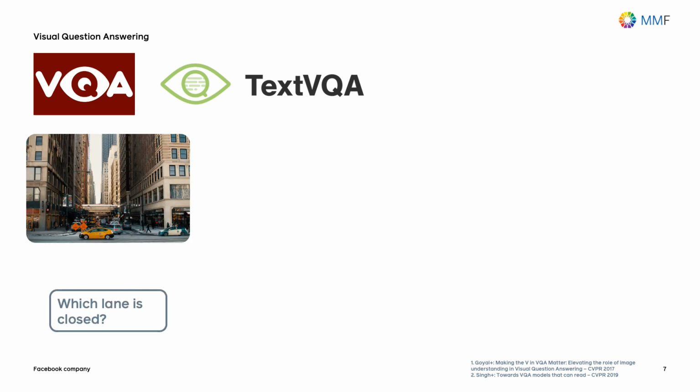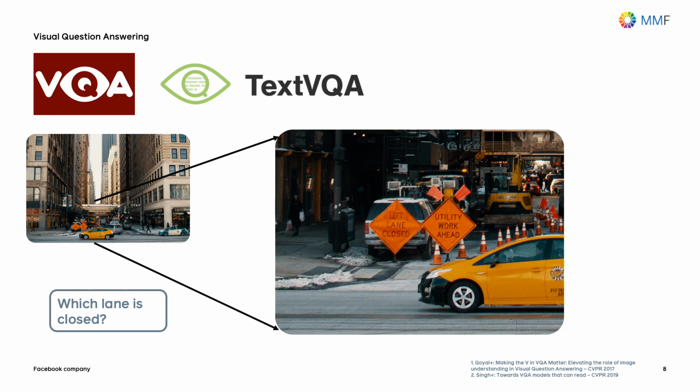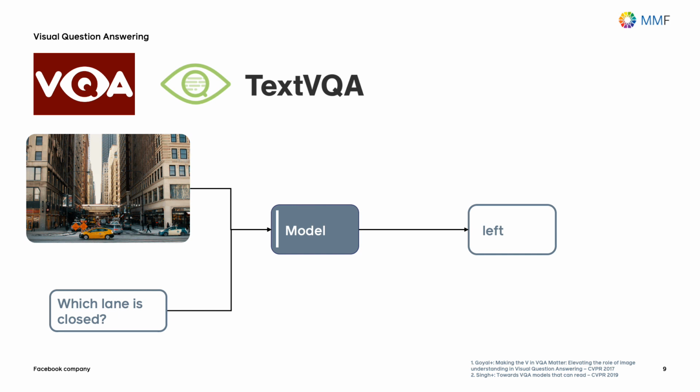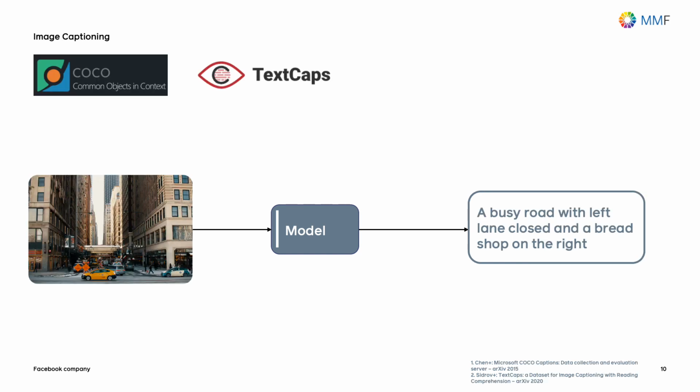So let's take an example of a VQA task. We have an image and a question that is basically about that image. Zooming into the image, we can see that we require reading text in this image to answer the question, or you can see where exactly the cars are to see whether the left lane is closed or the right lane is closed. So the model takes in both image and text, does reasoning over it, and should return back left.